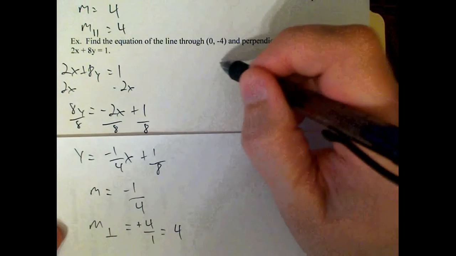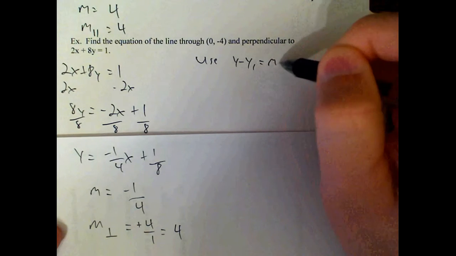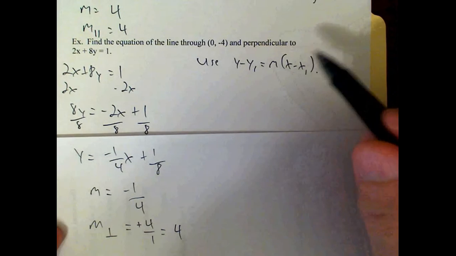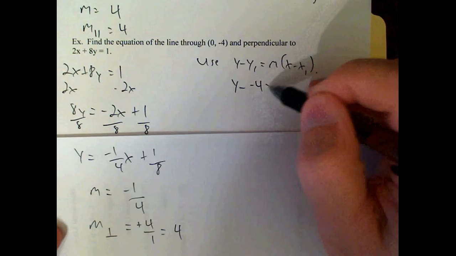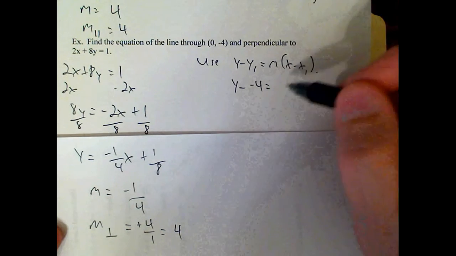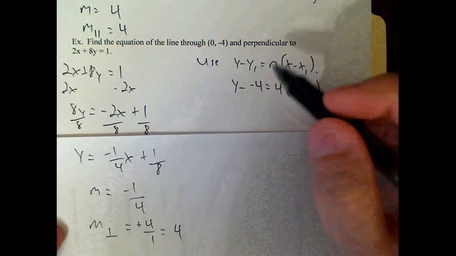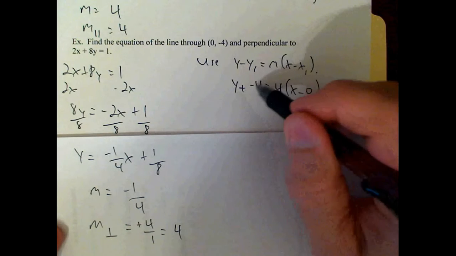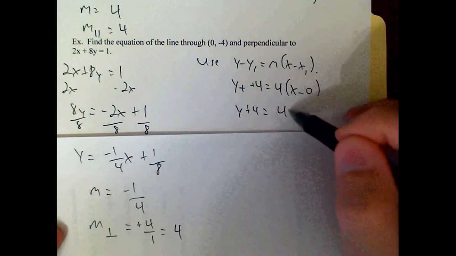Now that we have our slope and our given point, we're going to use point slope. Now I don't have to, but I'm going to. Whenever in doubt, use point slope. y is always y. y1 is the given y value of the given point. The slope of the perpendicular line is 4. x is x, and x1 is 0. Now minus a minus makes that a positive, so that's y plus 4. 4 times x is 4x. 4 times 0 is 0.